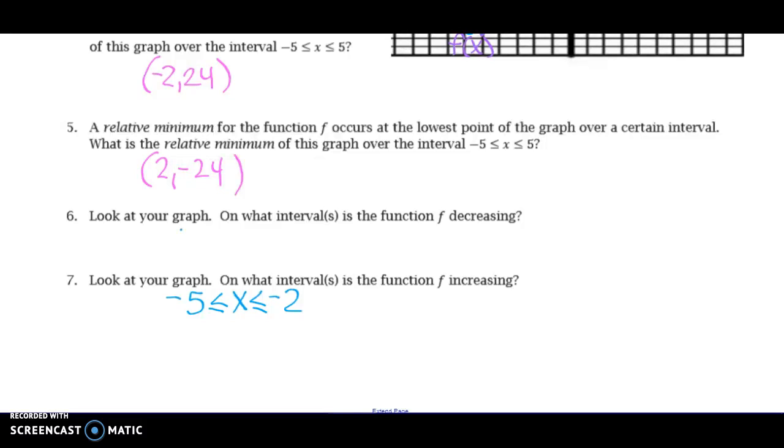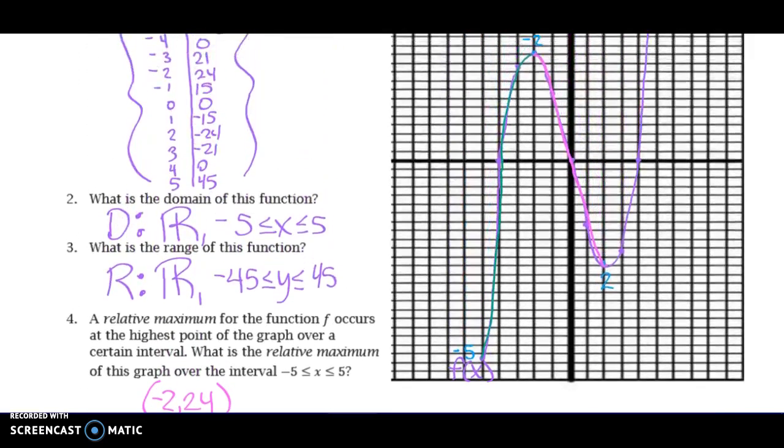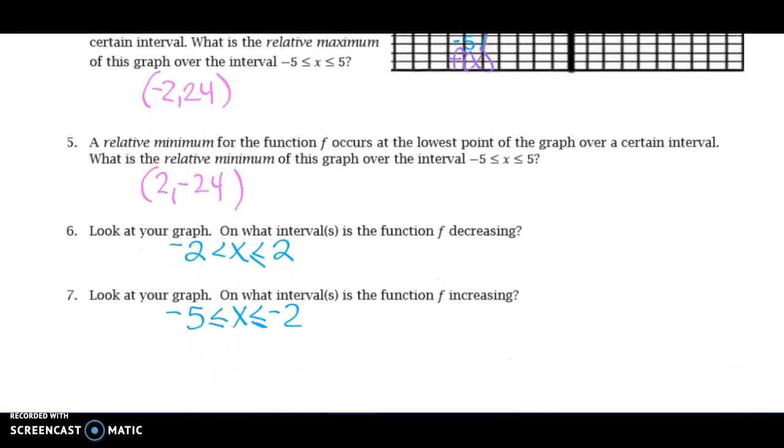Come back to my decreasing area, from negative 2 until 2. I am decreasing. I already used the negative 2 up above, so I don't want an equal sign, but that is the first time I use a 2, so I put the equal sign. And then coming back up, I am increasing again from 2 until 5. So come back to increasing, and from 2 until 5, I increase. I already used the 2. First time for 5, it gets an equal sign, and then it's done.